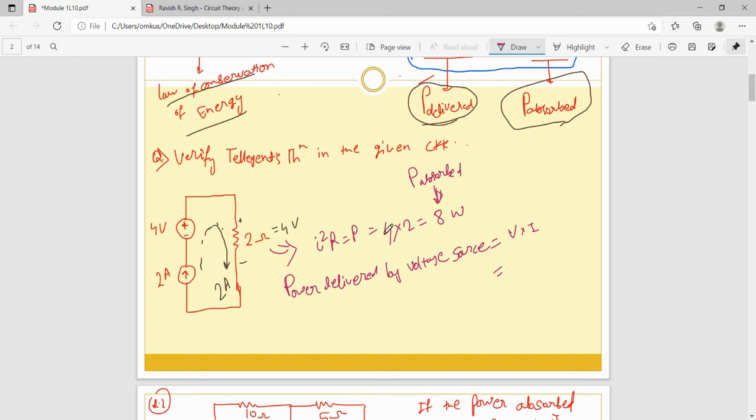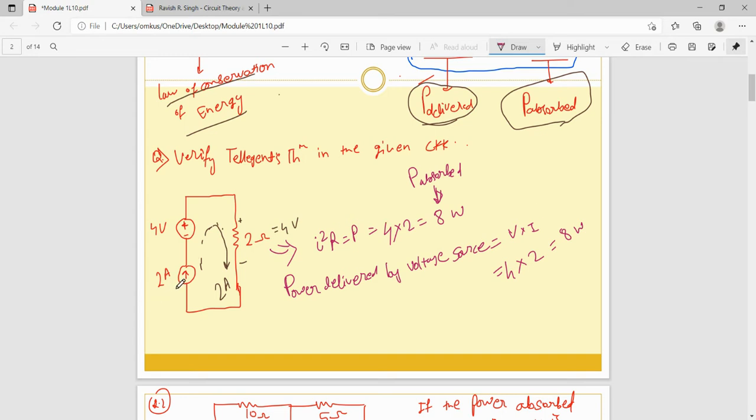What is the value of V? The voltage for this voltage source is 4 volt. And what is the current flowing in this circuit? 2 ampere. So 4 times 2 is equal to 8 watt, right? It means that power delivered by the voltage source is 8 watt and power absorbed by this resistance is 8 watt. So it is already balanced.